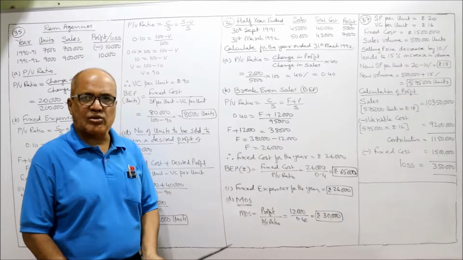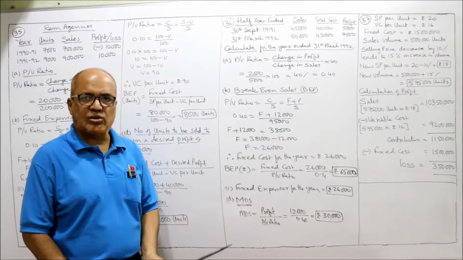Now ultimately we have to find out the profit. Now sales, calculation of profit. Sales: how many units are we selling? 5,75,000 units. What is the selling price per unit? 18 rupees. So 5,75,000 into 18 is 1 crore 3,50,000. That is the sales.